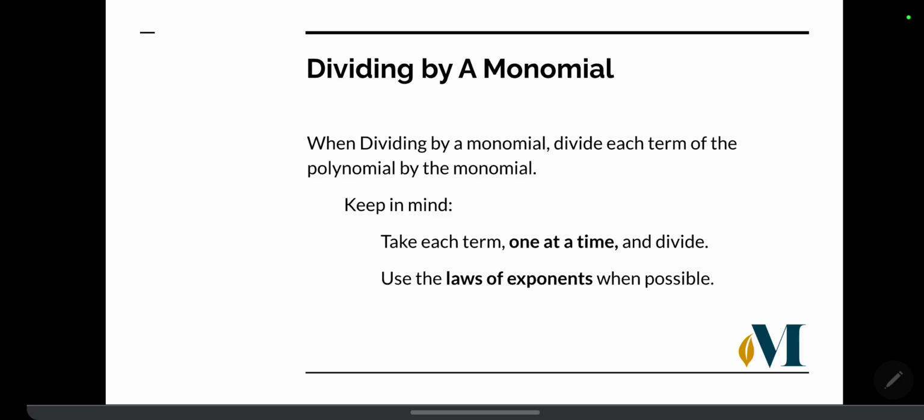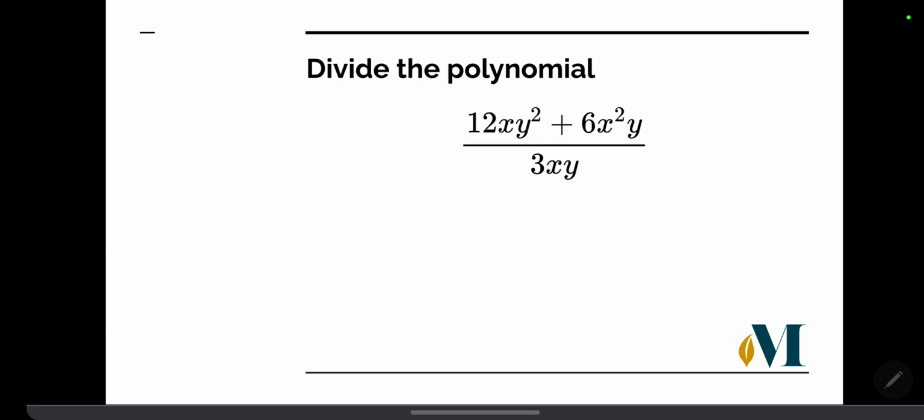When we are dividing by a monomial, we're going to divide each term in the numerator, the polynomial, by the denominator, which is the one-term monomial. Let's keep in mind that we're going to take each term one at a time and divide. We have to do it precisely one at a time. Then we're going to use some laws of exponents when possible. So let's dive into it with an example.